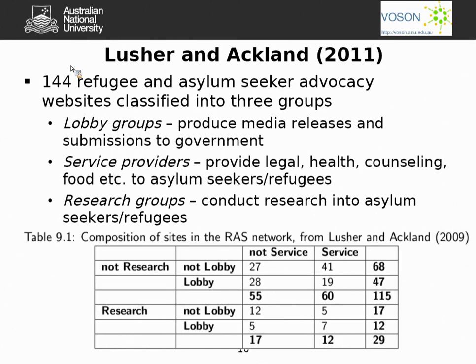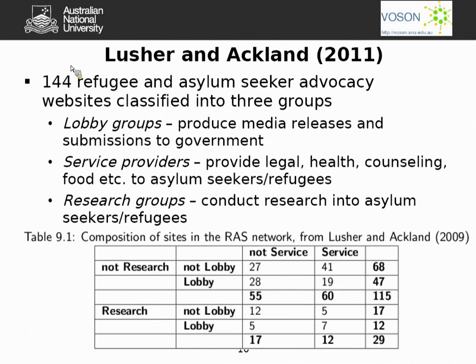So in this paper, we were interested in characterising the hyperlink network formed by websites that are advocating on behalf of refugees and asylum seekers in Australia. This has been a very politically charged issue in recent years, especially when this research was conducted. It was the era of the Howard government, the former Conservative government, which had fairly hardline policies with regards to the treatment of refugees and asylum seekers. We wanted to look at the hyperlink network of groups that were advocating in this area.